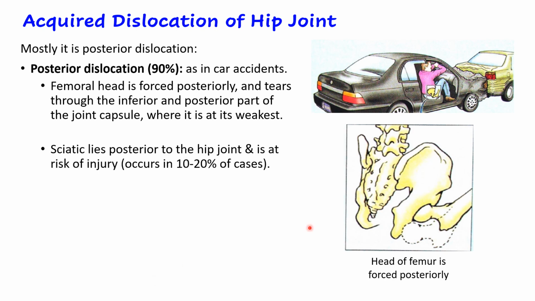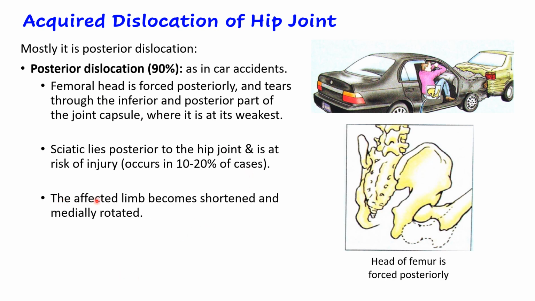Now because of posterior dislocation, the nerve which may get injured is the sciatic nerve, because it lies posterior to the hip joint, and this is at the risk of injury, and this occurs usually in 10 to 20% of cases of posterior dislocation of hip joint. The affected limb obviously will become shortened, and it will be also medially rotated.